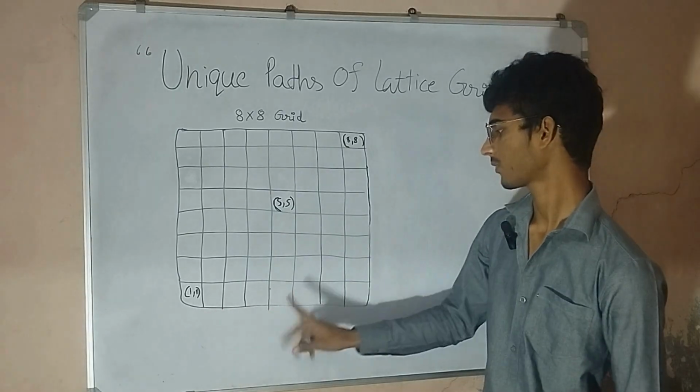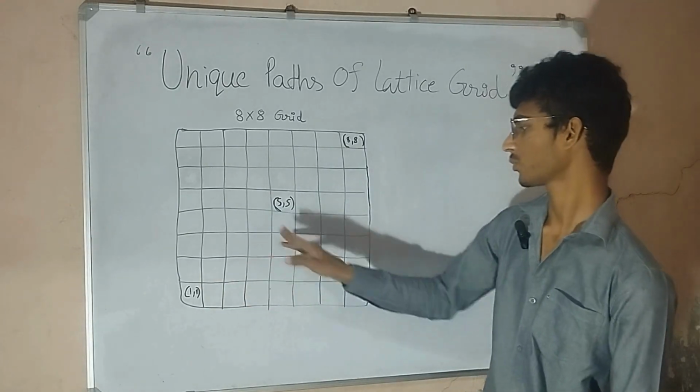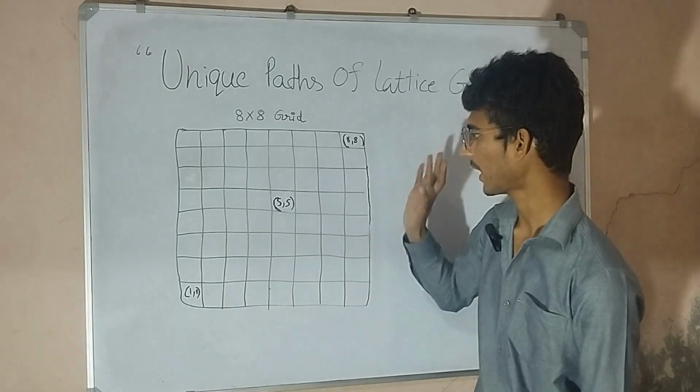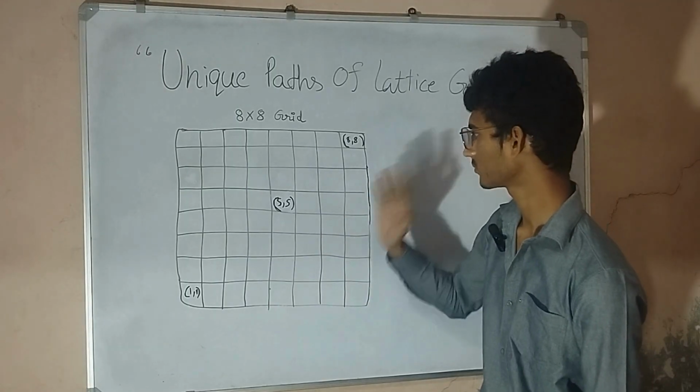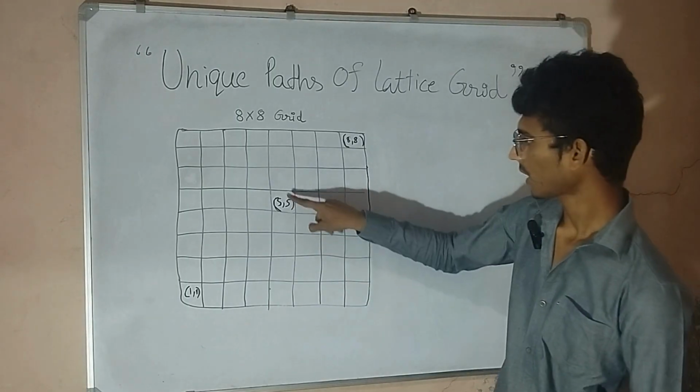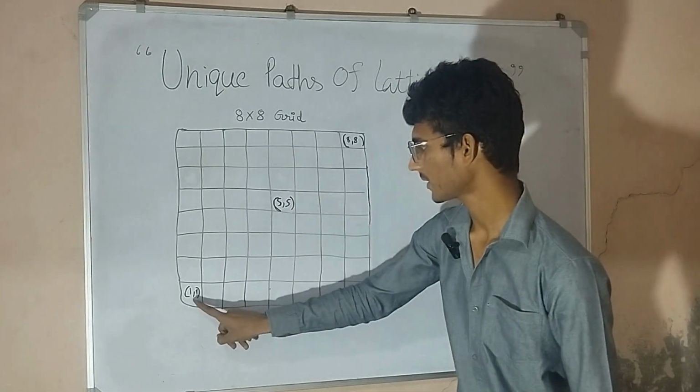1 comma 2, 1 comma 3, 1 comma 4, and so on to 1 comma 8, and 2 comma 1, 2 comma 2, 2 comma 3, and so on to 2 comma 8. I haven't written it down, but it's there. You get it, right? 5 comma 5 is the destination, and this is the starting point.